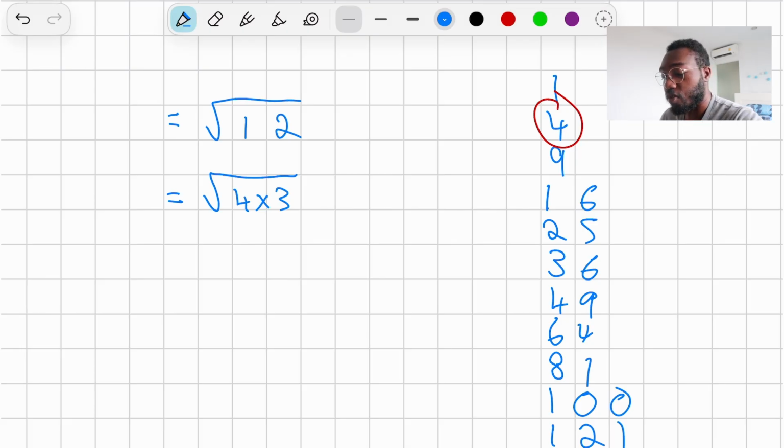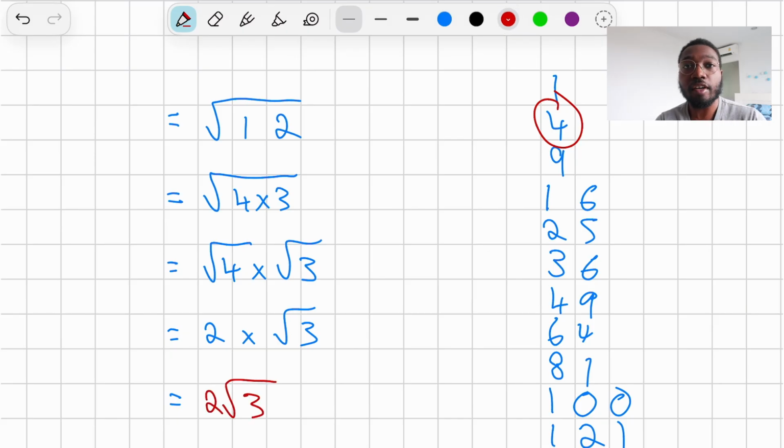So now we've written it as the square root of 4 times 3. We can also do something else. We can also break up the square roots. So now that is equal to the square root of 4 times the square root of 3. And now we know the square root of 4 is 2. So now we have 2 times root 3. And you can't do anything with that root 3. Therefore, our answer would just be 2 root 3.